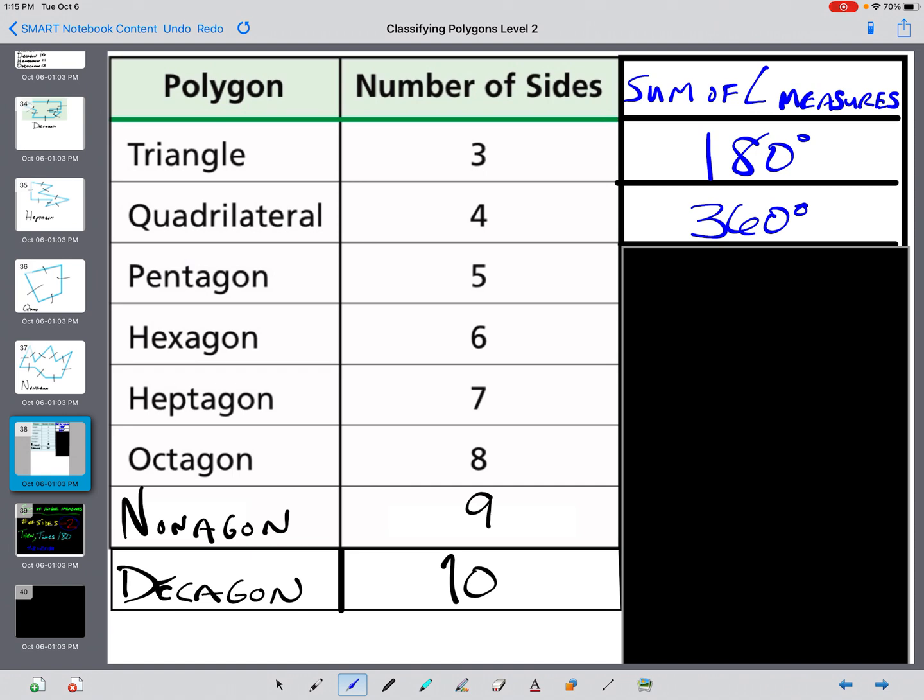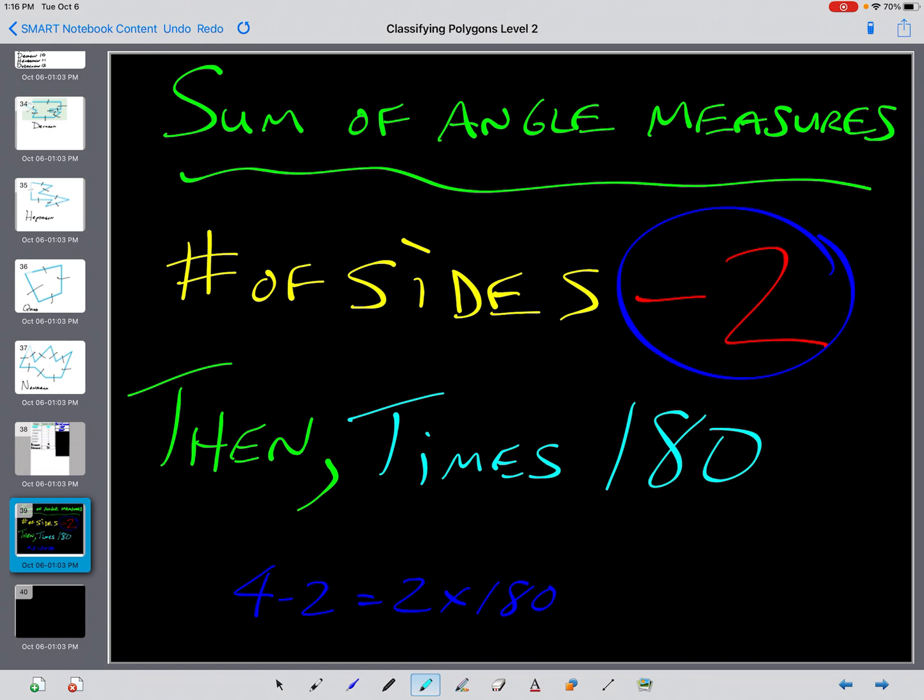So a warning: the only figure this wouldn't work for is a triangle. You just have to know that as a rule. There's no such thing as anything less than a three-sided figure, so you can't subtract 2 from 3 here to figure out a triangle. You should just know that a triangle starts with 180 degrees. And then every other figure can be solved by using this method: subtract 2 from the number of sides, multiply the answer by 180. That'll get you the sum of the angle measures every time.